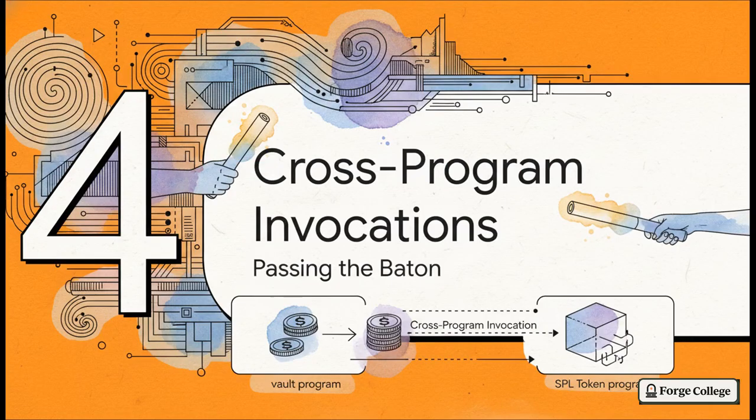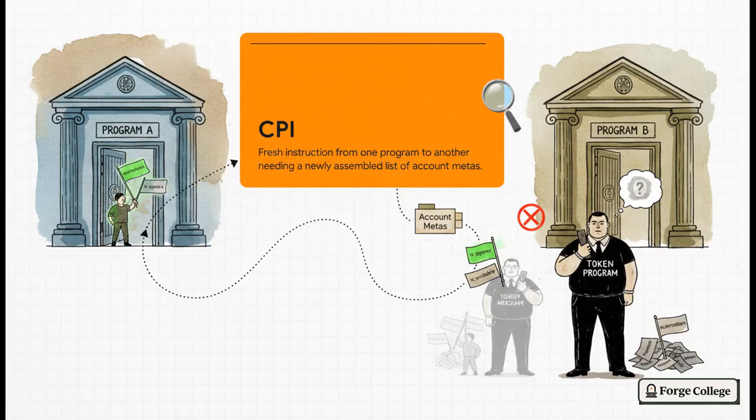Okay, Section 4, cross-program invocations, or passing the baton. What happens when your program needs to call another program? Say, a vault program needing to physically move tokens by calling the SPL token program. We call this a cross-program invocation, or CPI. It's basically a fresh instruction sent from one program to another.